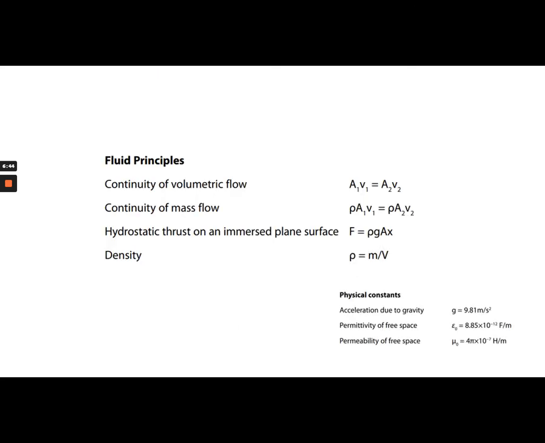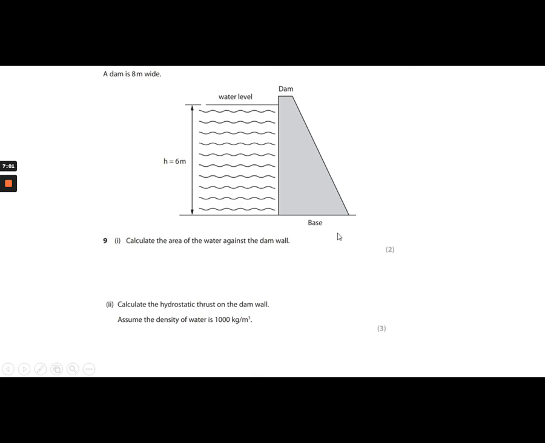Okay, here's a dam. So as I said, with a dam, you want to be looking for this third one down here: hydrostatic thrust on an immersed plane surface. It'd be nice if that just said thrust on a dam or force on a dam. Thrust is a force. So that's the thrust. It's rho GAX. So you would just write force equals rho AGX.